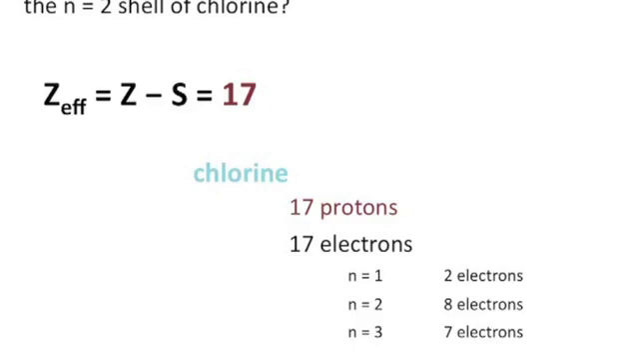And S is the number of inner shell electrons. Remember that the inner shells are between the shell of interest and the nucleus of the atom, and in this case, because we're looking for the effective nuclear charge felt by an electron in the N equals 2 shell, the only inner shell electrons will be in the N equals 1 shell, and there are only 2 of them. This means that the effective nuclear charge felt by an electron in the N equals 2 shell of chlorine is equal to 15.